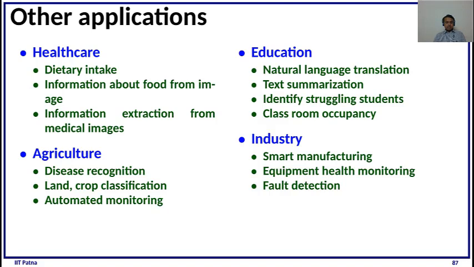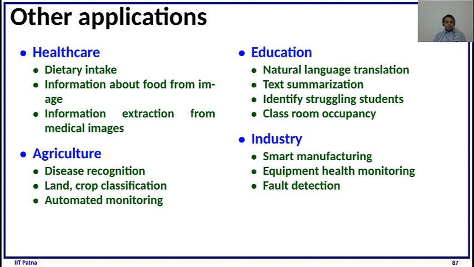Now let us look into some very basic problems in the agricultural domain. If I have a large land in which crops are seeded, then probably I have to monitor the growth of the crops, and I may need to find out if there is any kind of disease that is going to happen by looking into the crops.